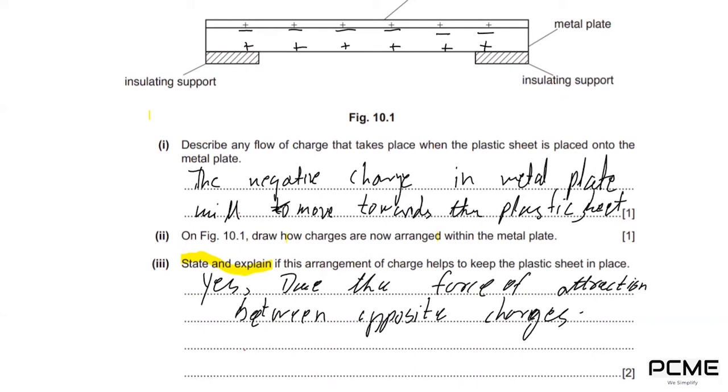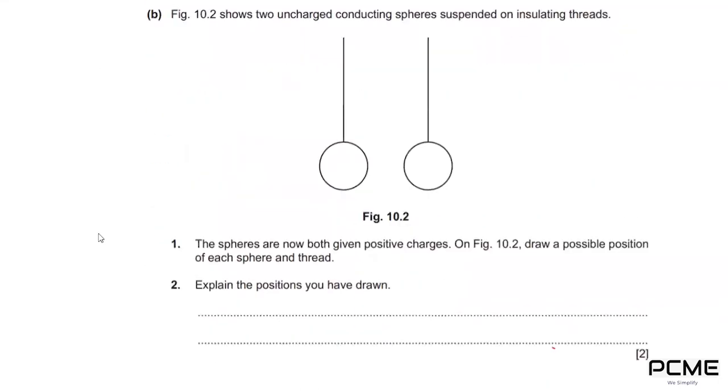Now let's move to the next question. Part B is figure 10.2 shows 2 uncharged conducting spheres suspended on an insulated thread. The spheres are now both given positive charge. Both are given positive. That's the key point here. Now on the figure, draw a possible position of each sphere and thread, both of them. So sphere and thread, both of them you have to draw the new possible position.